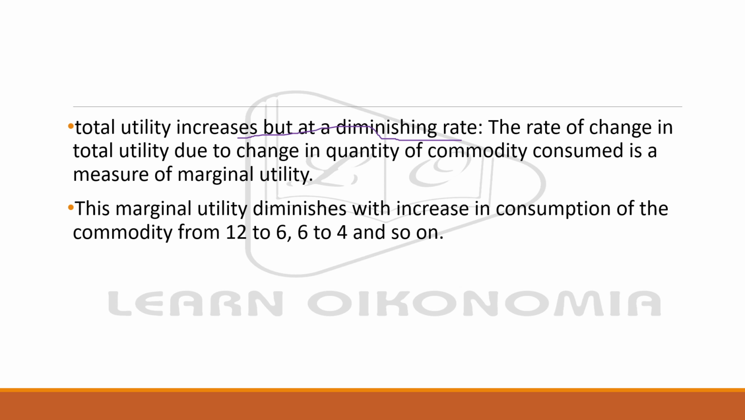And why is it happening? The rate of change in total utility due to change in the quantity of the commodity is actually a measure of marginal utility. That is what we have seen, because if you add all the marginal utilities, you will be getting the total utility, and the marginal utility would be diminishing with the increase in the consumption of the commodity. Initially it was 12, then it went to 6, then it went to 4, and then it went to 0, then it went to -2. That is what is there with respect to the marginal utility aspect.